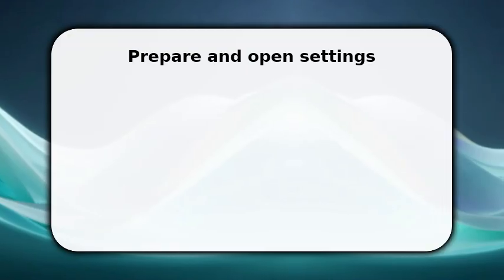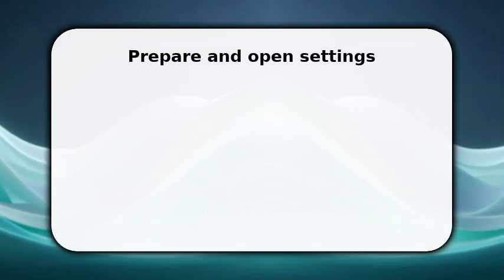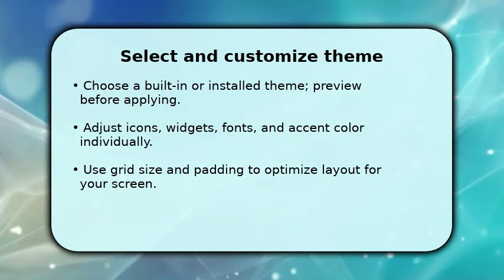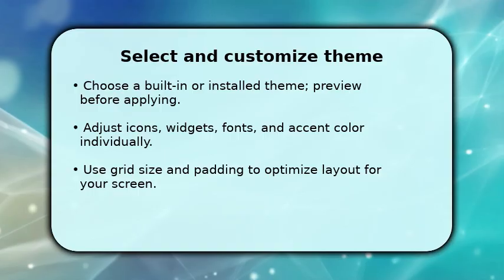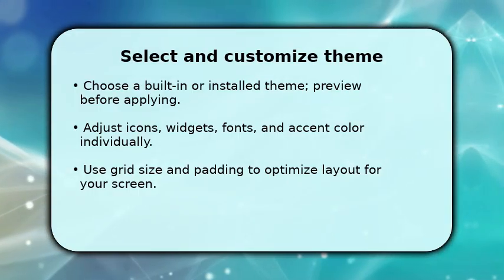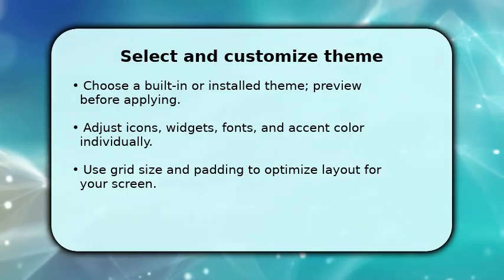Don't pause here. Move to Selection and Customization immediately. You'll choose a theme next. Tap a built-in or installed theme and use Preview to inspect icons, wallpaper, and widget placements so you can avoid surprises. Then customize each element.